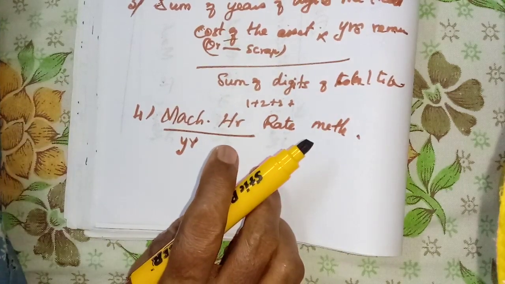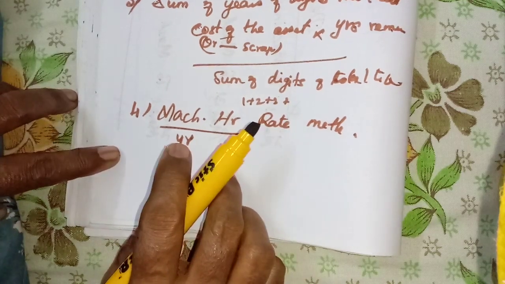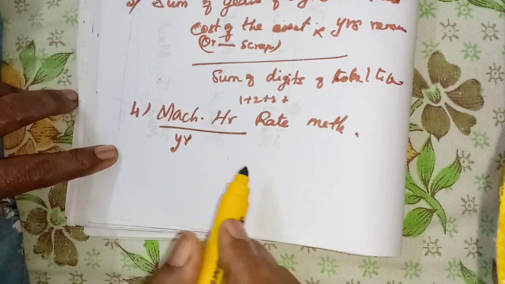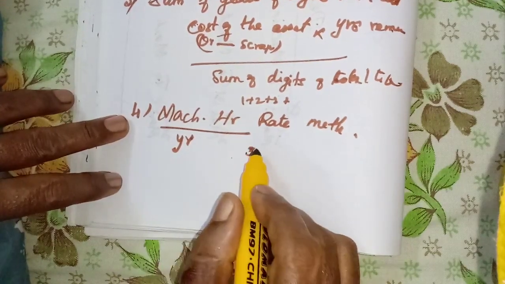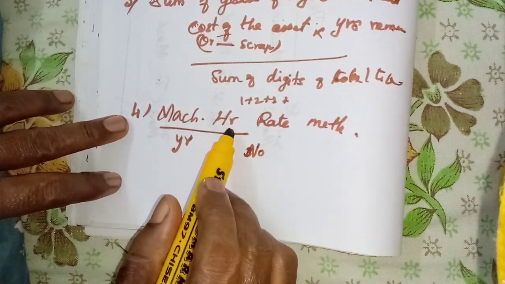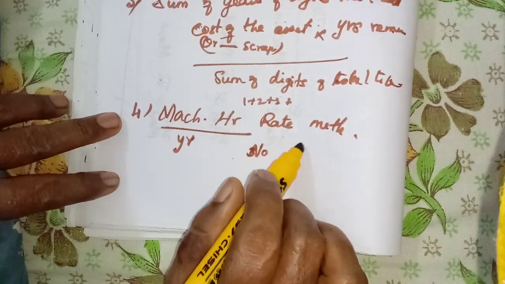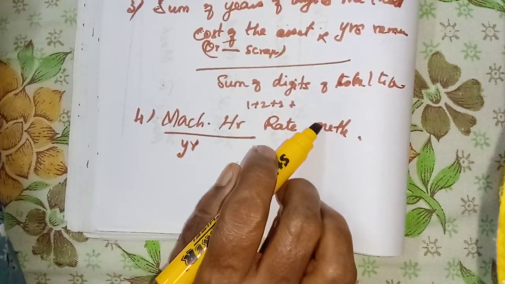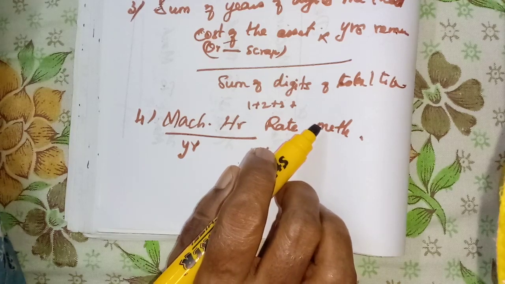Total number of hours. So how will they calculate the amount of depreciation? Number of machine hours they have used, into rate of depreciation per 1 hour. Okay, that is the calculation for this machine hour rate method.